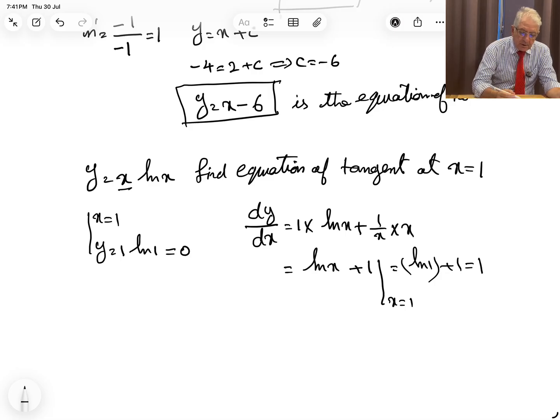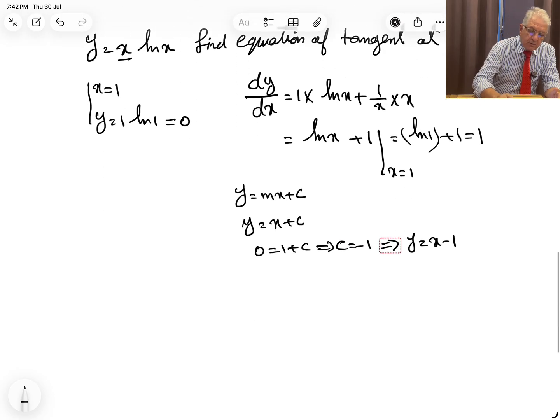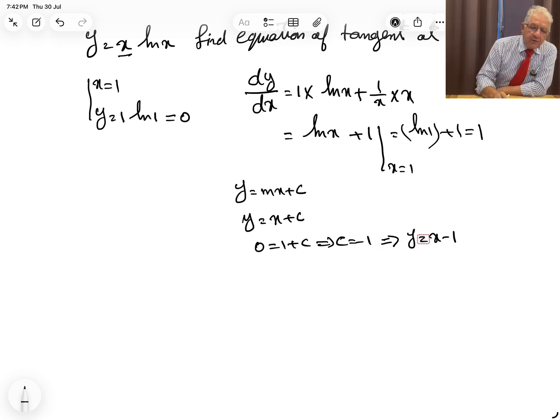Now I can write the equation. We know that y is equal to mx plus c. The m we calculated is 1. Therefore, y is equal to x plus c. We know that at x equal to 1, y is 0. Therefore, we can substitute: 0 is equal to 1 plus c. Therefore, c is equal to negative 1. So, y equal to x minus 1 is the equation of the tangent. So, we can find the equation of the tangent to different curves. Now I'm going to find one equation of normal.